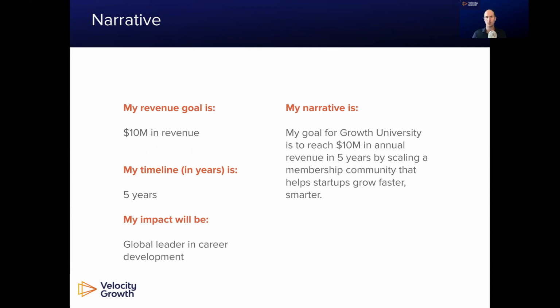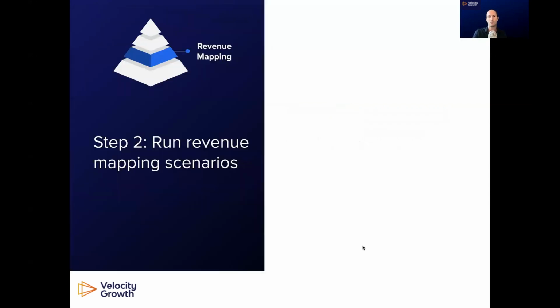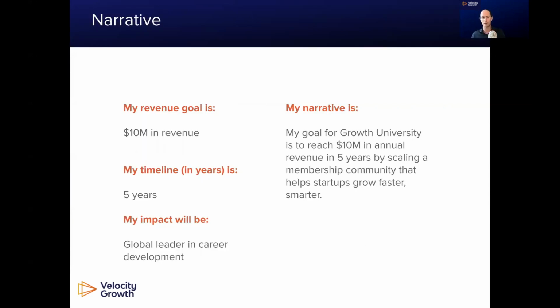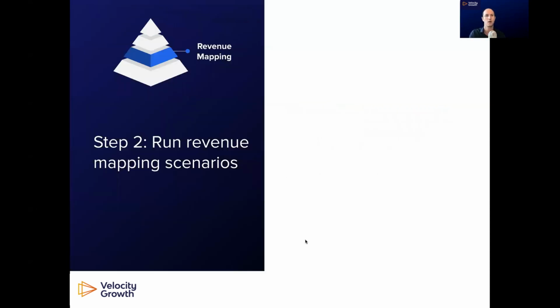So really what I'm trying to do here is set a couple different goals while clearly articulating how to even talk about them out in the wild. Okay. And so when you think about it this way, your revenue goal is monetary, your timeline goal is time, your impact is more of a social metric, and then your narrative merges all of those together.